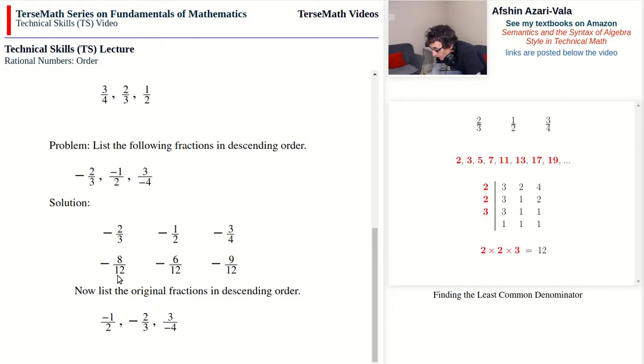That's followed by negative 8/12, which corresponds to negative 2/3. And the smallest one is negative 9/12, which corresponds to negative 3/4, which came from 3/4. So you see, I have ordered the fractions in the form that they were given: negative 1/2, followed by negative 2/3, followed by negative 3/4.